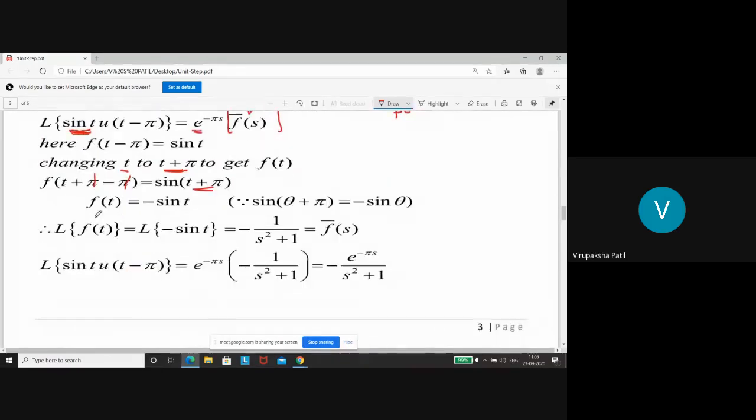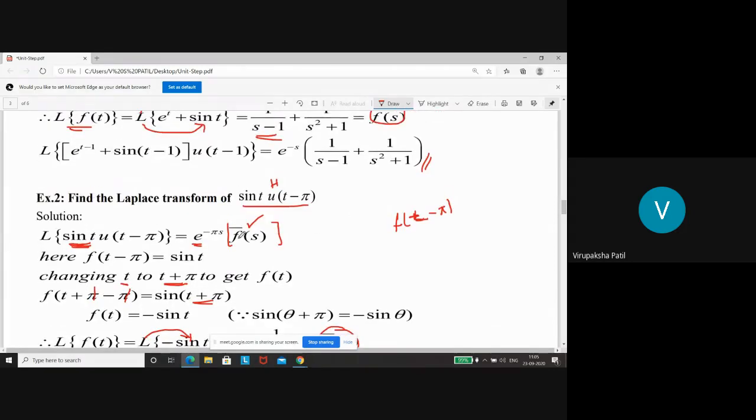Okay, therefore applying Laplace to this, the Laplace transform of f of t, which is equal to the Laplace transform of minus sine t. I'll take the minus outside and apply Laplace to sine t, that becomes minus 1 divided by s square plus 1. So that becomes f bar s. So this is your f bar s.